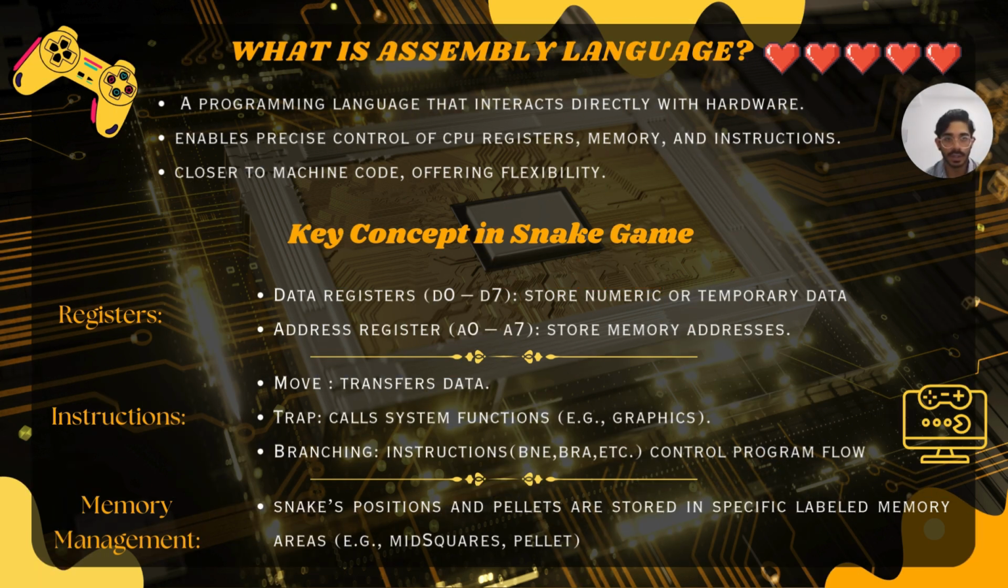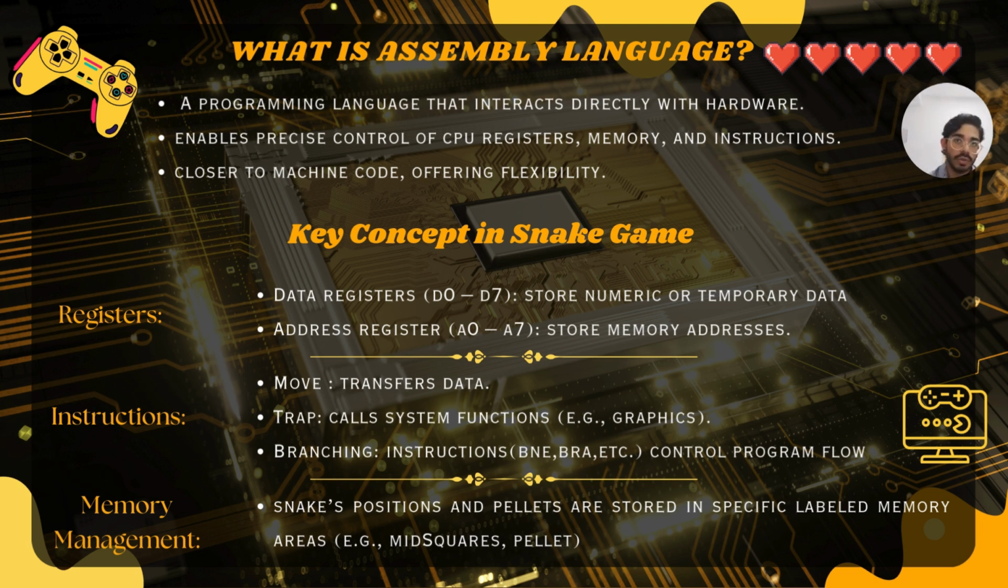Right. The key concept in the snake game is using three main points, which are register, instruction, and memory management. Instructions such as move, trap, and branching are used in the coding to help develop the snake game in a much smoother and desired way.